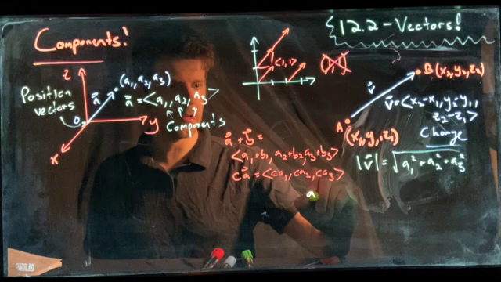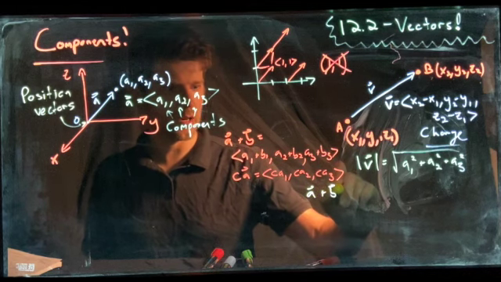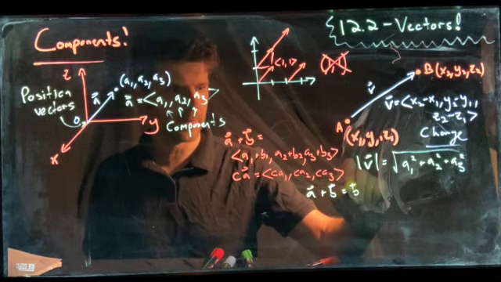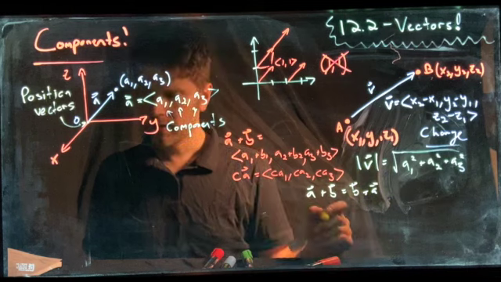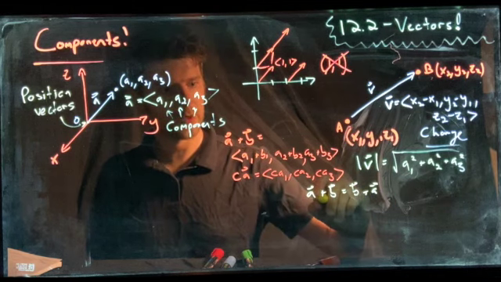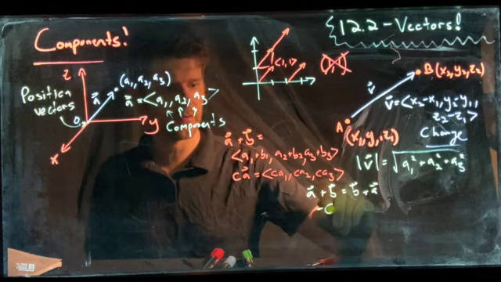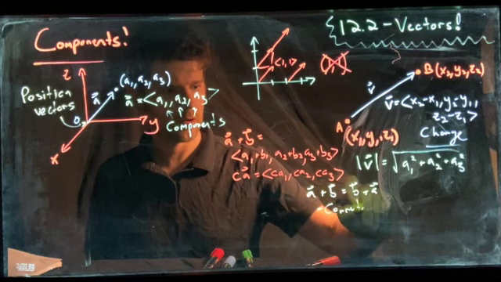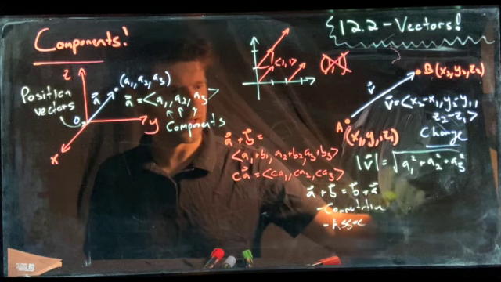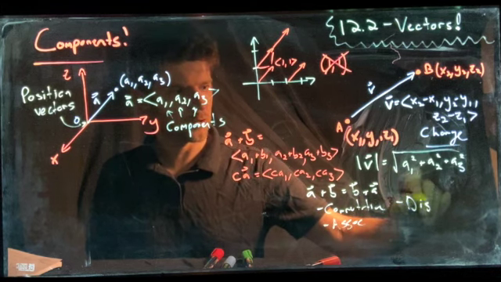So A plus B is the same as B plus A, you know, and so on and so forth. So they're commutative, they're associative, and distributive.